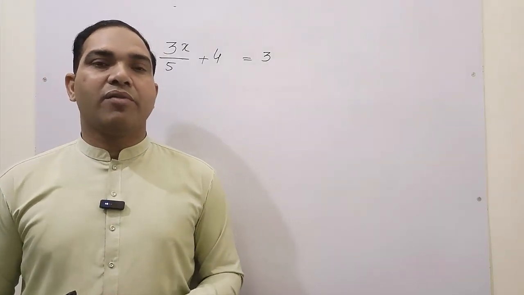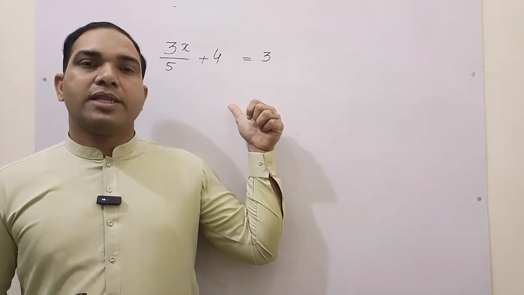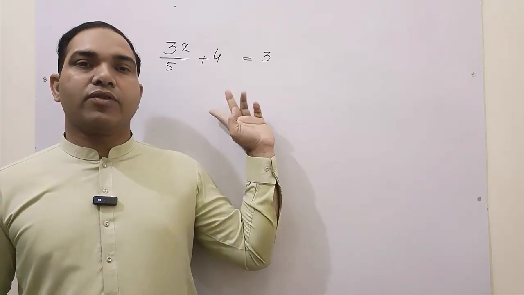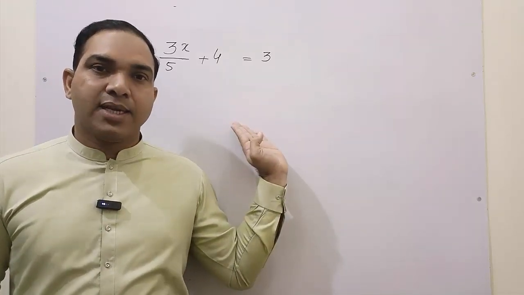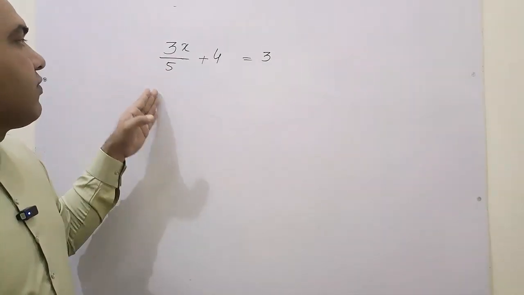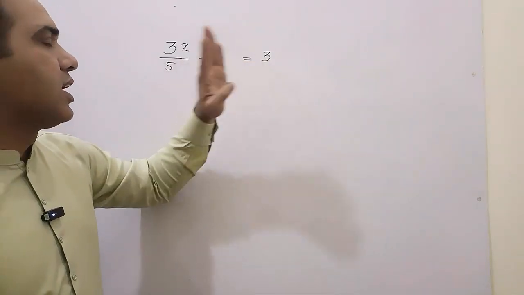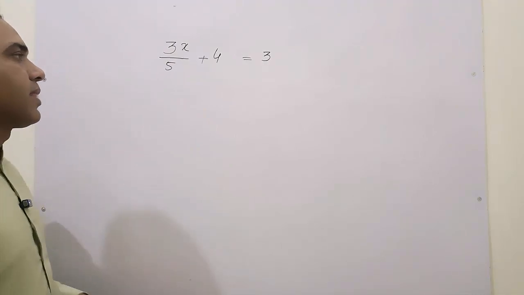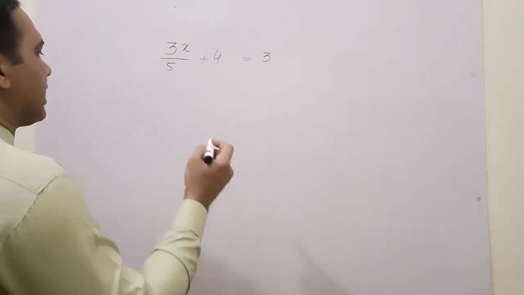In this video, we will solve this equation, and we have to find the answer of x. So 3x over 5 plus 4 is equal to 3. This is the question, and how to solve it. Let's look at the video.